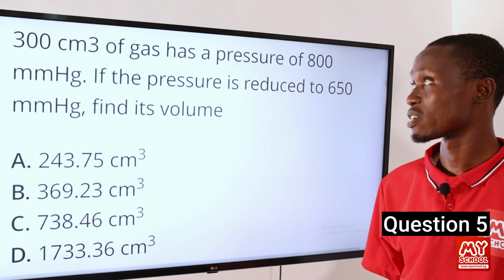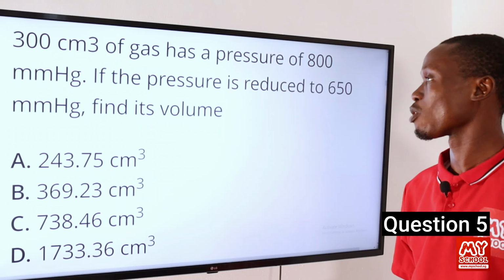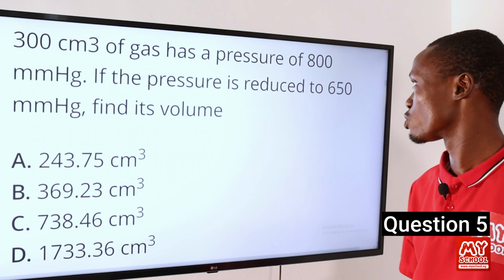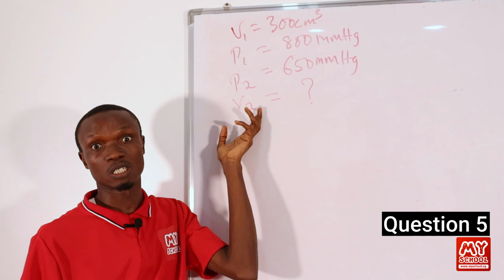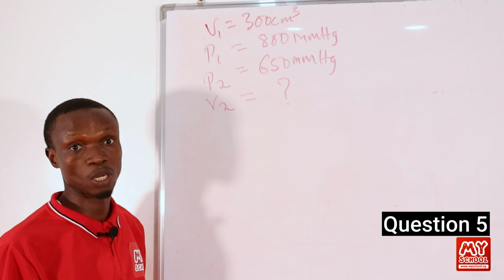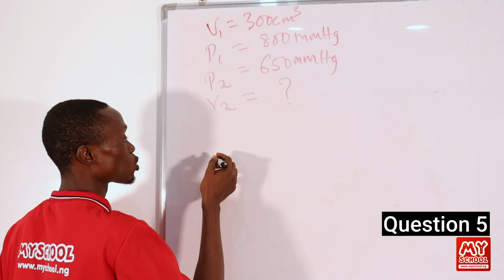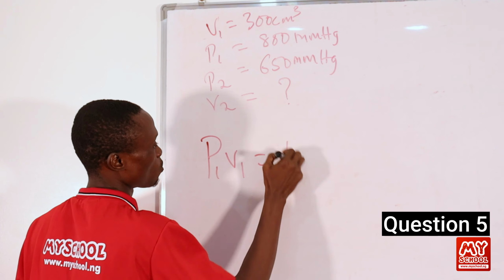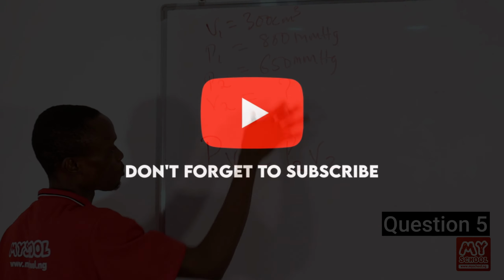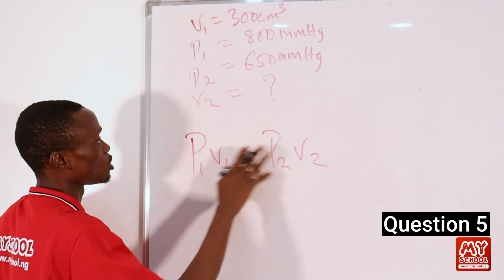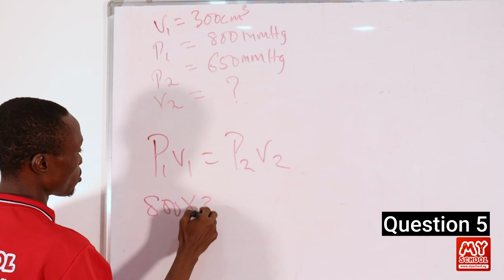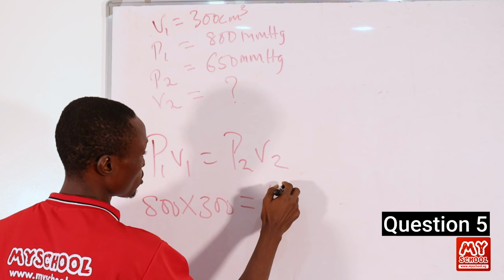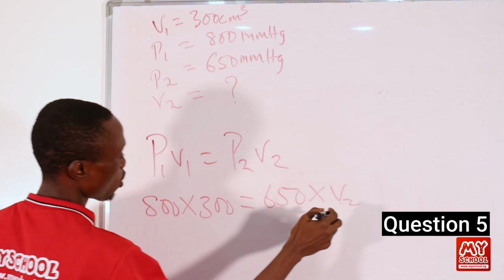Question 5. 300 centimeter cube of gas has a pressure of 800 millimeter mercury. If the pressure is reduced to 650 millimeter mercury, find its volume. So let's move over to the board to solve this question. So this is the information that is given to us in the question. Okay, and this is a typical Boyle's law problem. And we know that according to Boyle's law, P1V1 is equal to P2V2. So we just plug in our values into this formula. So we know that our P1 is equal to 800 times V1, which is 300, is equal to P2, which is 650, times V2, which is what we are looking for.